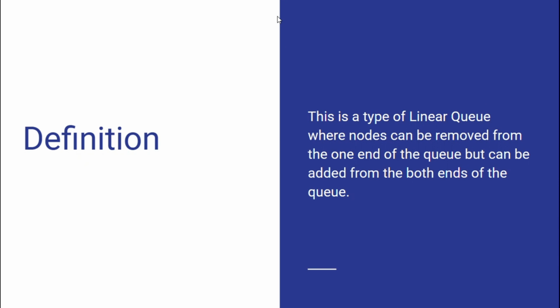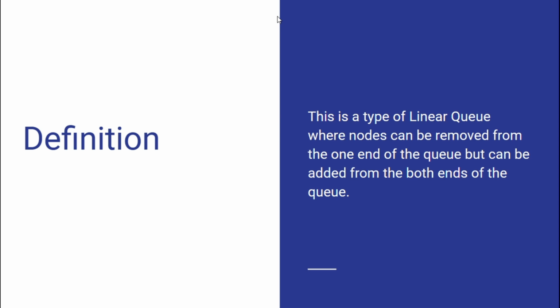An output restricted queue is a type of linear queue where nodes can be removed from one end of the queue but can be added from both ends of the queue. This is the direct opposite of the input restricted queue. In the input restricted queue, nodes can be removed from both ends of the queue but can only be added from one end.